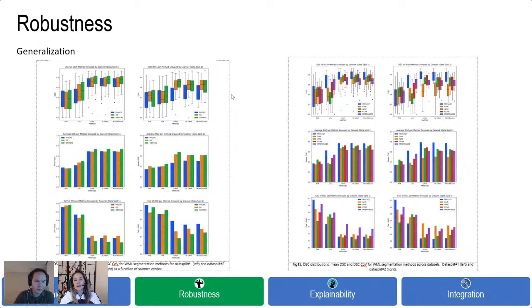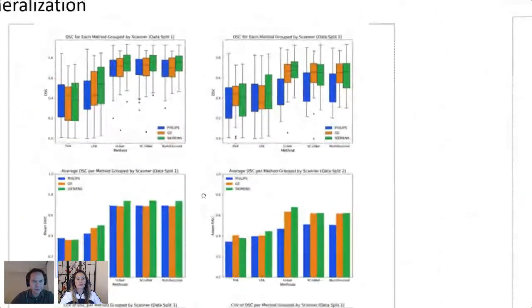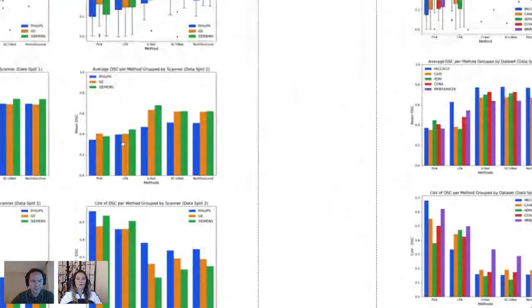So Siemens is blue and Philips is... is it possible to enlarge? Thank you.